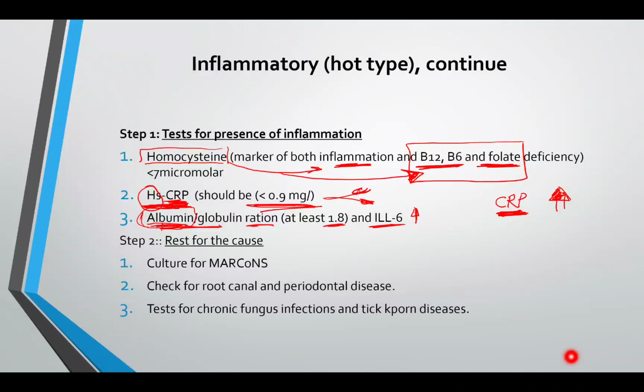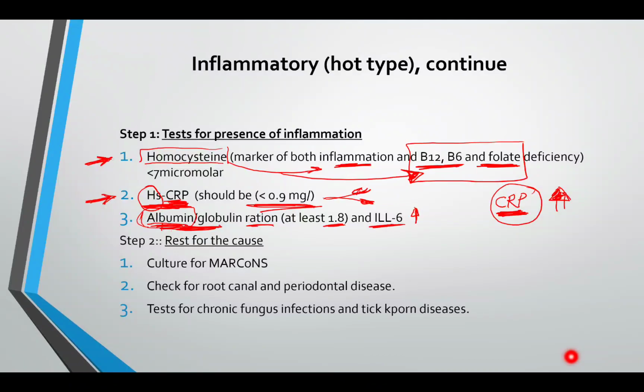So at least we can do the highly sensitive CRP, which is not available in most of the laboratories. Most of the laboratories do only CRP. And the homocysteine, also it's not easily available. However, some labs can do it. And the albumin globulin ratio is easy to do, and the interleukin 6 also.